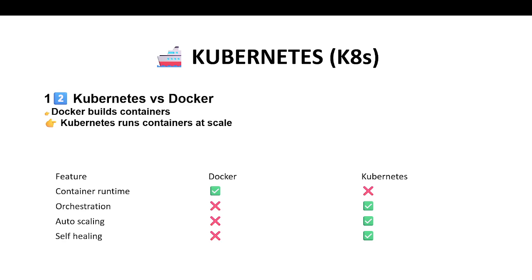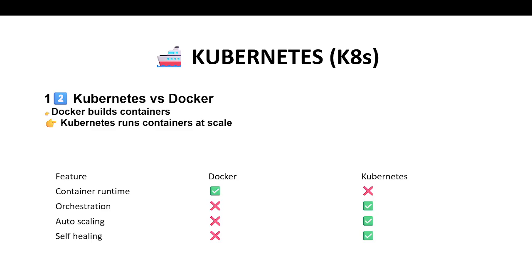So, feature: Docker feature, Kubernetes feature. We are comparing container runtime. Docker has a container runtime. Kubernetes doesn't have a container runtime. So Docker is especially used for containers only, and Kubernetes doesn't manage the container runtime.